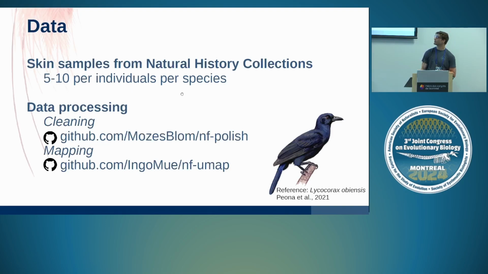The data we've used for this project is mostly from museum samples, museum skins, and we have roughly 5 to 10 individuals per species. For the species that have large distributions, we have 10. For the small ones, we only have 5. Because we use museum samples, it's important to take the necessary precautions when you analyze them. So I've used purpose-built pipelines that have been developed by my supervisor and lab mates. And we use a reference genome for Lycocorax obiensis, which is a phylogenetic outgroup for all of them.